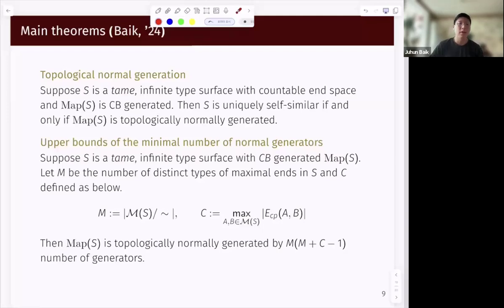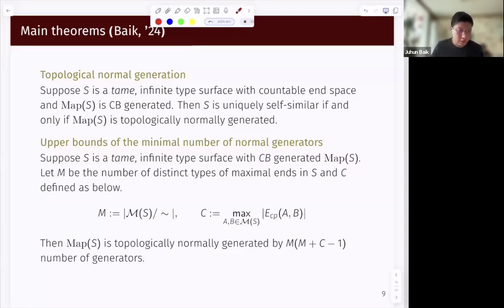Let's recall the Lanier and Vlamis theorem. They said a surface is uniquely self-similar if and only if its mapping class group contains a dense conjugacy class. If it has a dense conjugacy class, then taking the closure gives the whole group. So if it is uniquely self-similar, then it is topologically normally generated. The converse is my work.